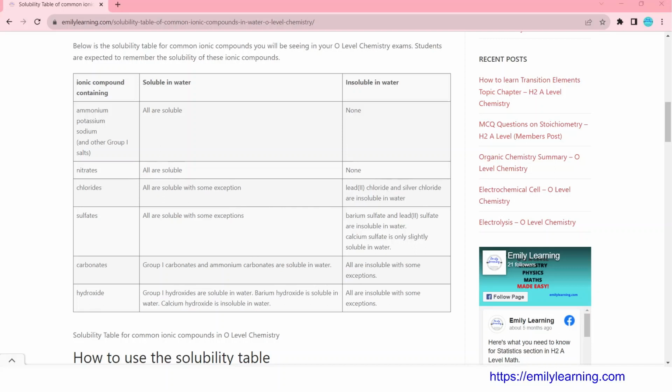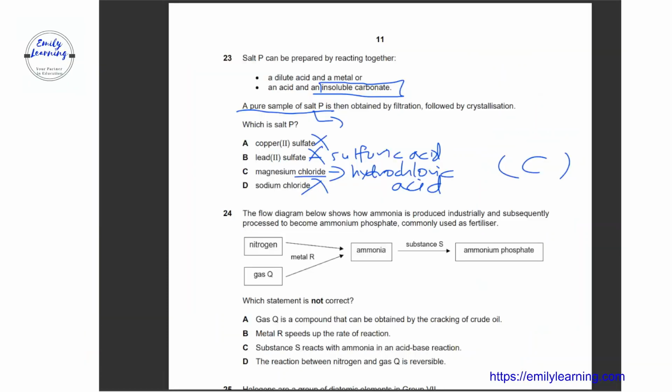Coming back to here, we know that the solution of P is magnesium chloride, which is a soluble solution, and we know that magnesium metal can react with hydrochloric acid because magnesium is above hydrogen in the reactivity series. This metal will react with acid to give hydrogen. We also know that magnesium carbonate is insoluble, so it also satisfies this second statement here. So therefore, the answer is C.